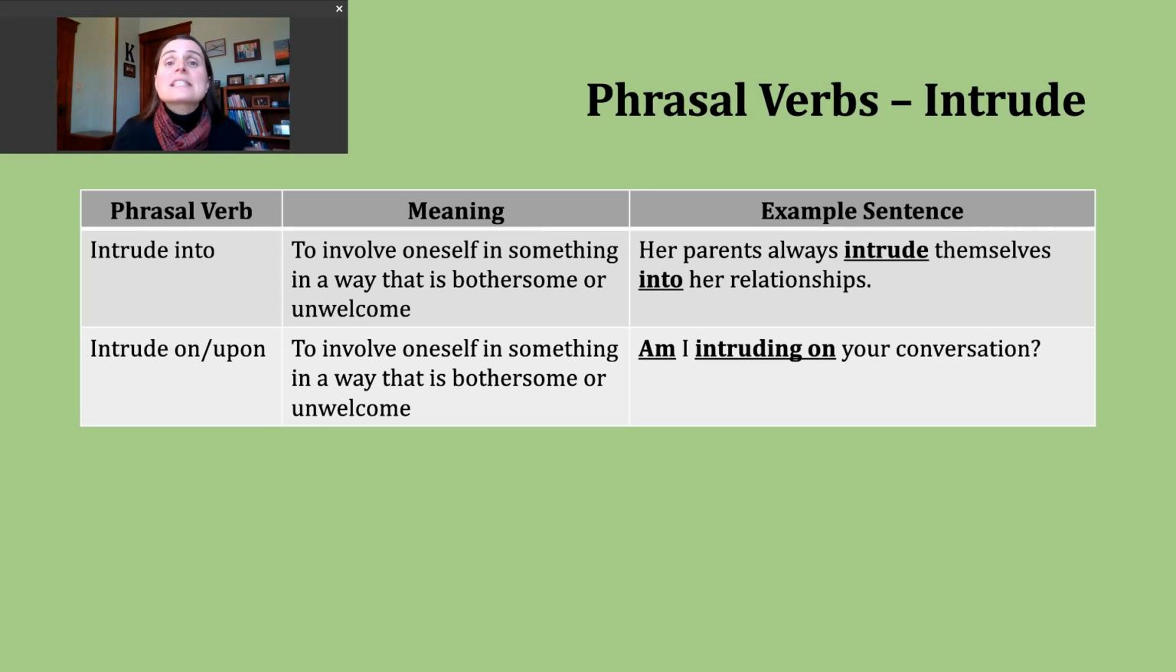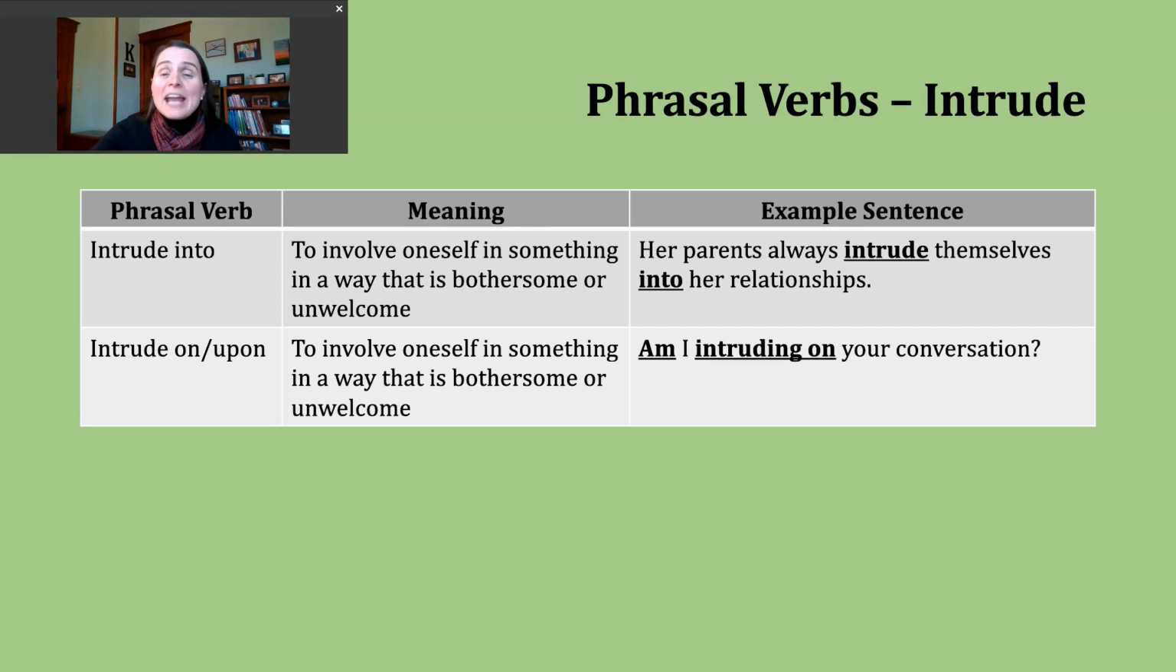These get used in a more similar way, and what follows on or upon is sort of the thing that's maybe being bothered. Maybe that's a situation or even a place. An example of this might be, am I intruding on your conversation? Right? So maybe it's a polite way for me to ask. Maybe I'm interrupting. Maybe I'm speaking when I shouldn't be. Maybe two other people or a small group were trying to have some type of conversation, and now I have started to bother and interrupt that conversation.